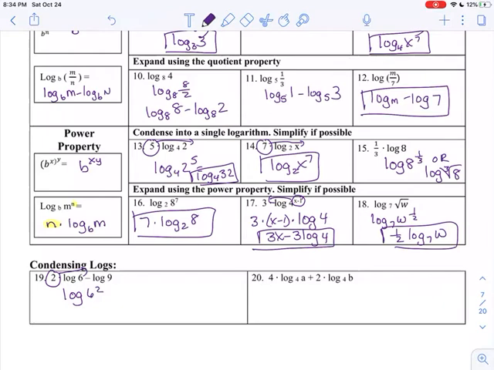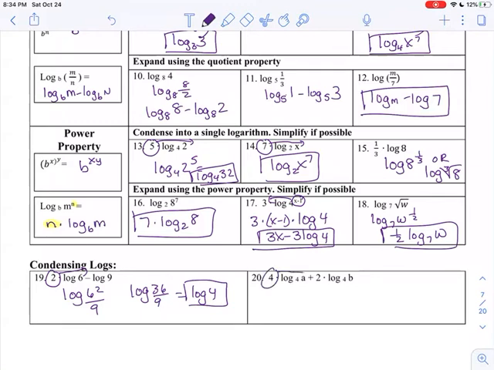And I can condense logs. So this 2 that's in front, I'm going to put that back as an exponent, log of 6 squared. And when I'm subtracting, I divide. So this is going to be divided by 9. So that's really just log of 36 divided by 9, which is log of 4.